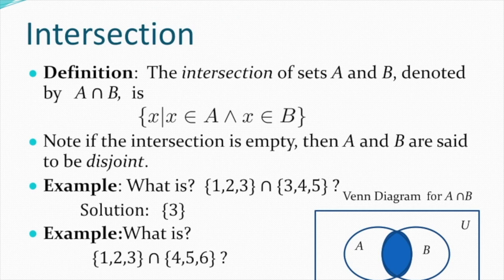Now, the same. Take another example. What is the intersection between the set {1, 2, 3} and {4, 5, 6}? There is no common element. There is one single common element between them. We said that phi, the empty set, is an element of any set. So phi is the only element between them.